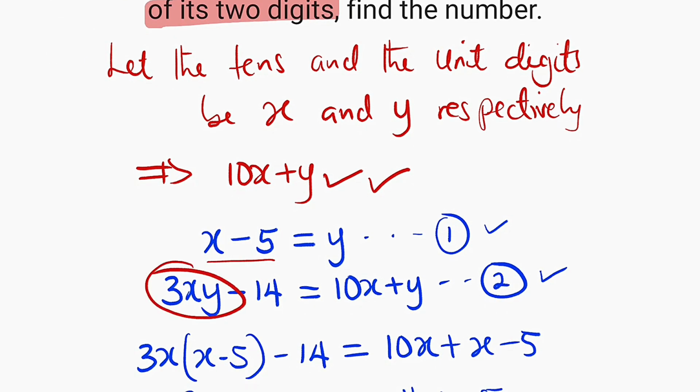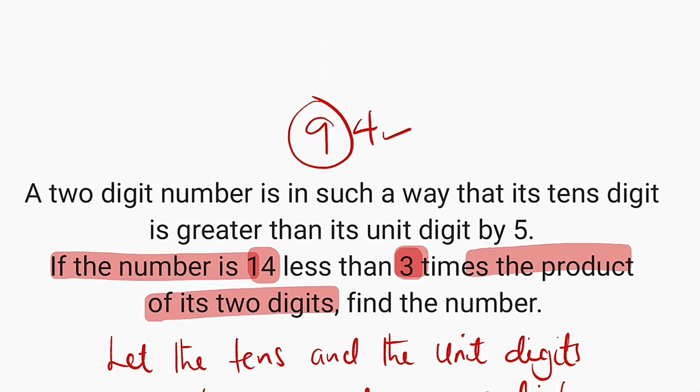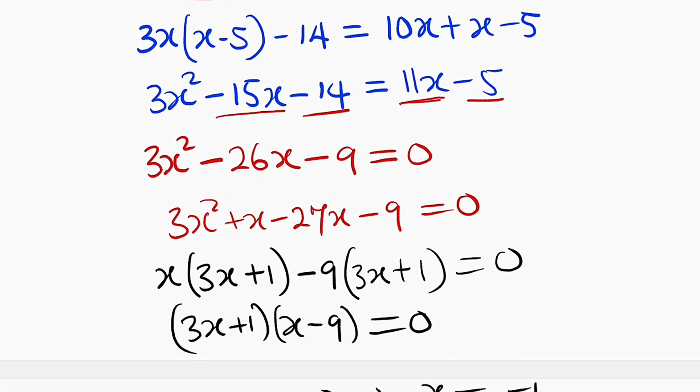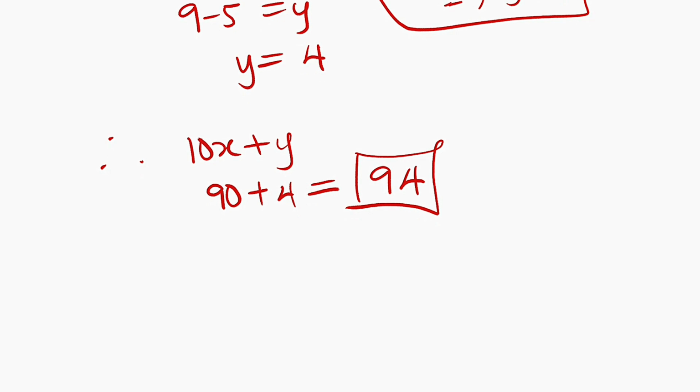And from the second statement, remember from this equation, it says that if you multiply 3 by the two digits and take away 14, you are going to get the required number. So let's see. If we have 3 multiplied by 9 multiplied by 4, this will give us 108. And this 108, if you take away 14 from the question, you can see you are going to get the required number. And 108 minus 14 is definitely 94, which is our required number. And hence we say that the number we are looking for is 94.